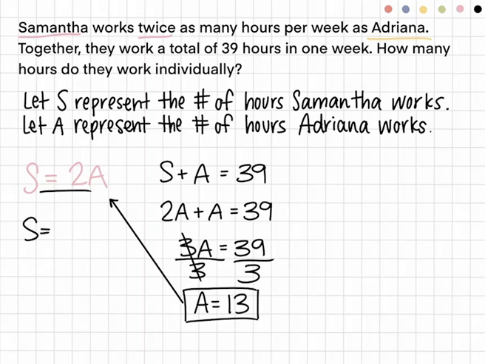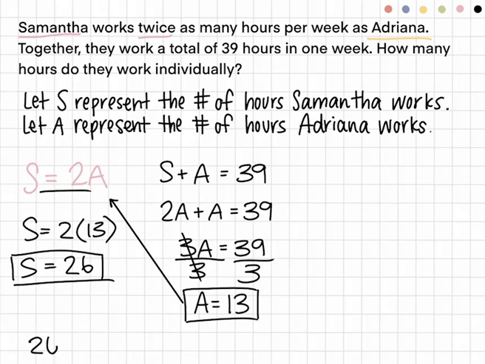S equals 2 times 13, S is 26. Okay? And then a way we can check this is substituting both of these back into either of these. The simplest one would be 26 plus 13. Does it equal 39? Right? Left side equals right side, so we know it's correct.